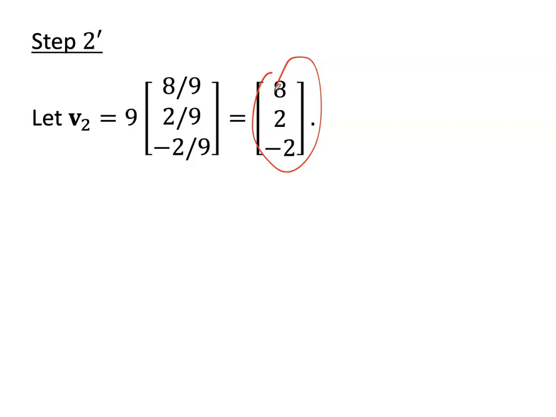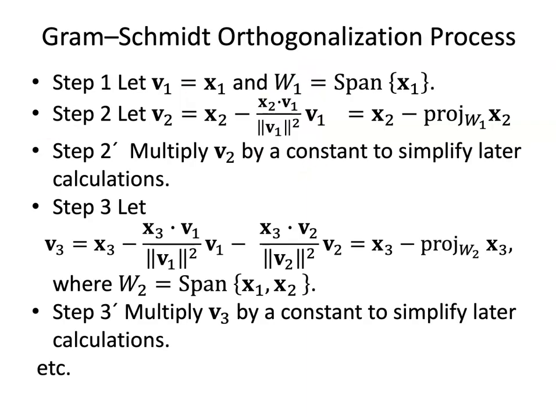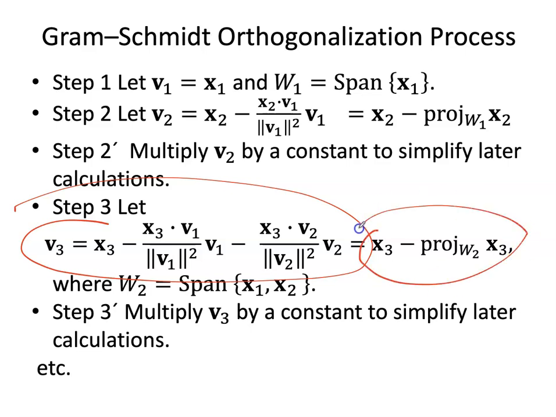It doesn't matter what the length of the vector is. We just need a vector in this direction. And step 3, let V3 equal this hairy expression: X3 minus X3 dot V1 over length of V1 squared times V1 minus X3 dot V2 over length of V2 squared times V2. You can also think of that as X3 minus the projection of X3 into W2, but you don't need to know that. That's where W2 is the span of X1, X2.